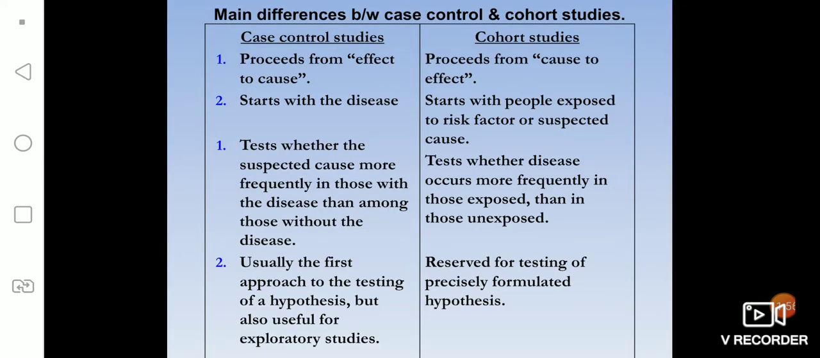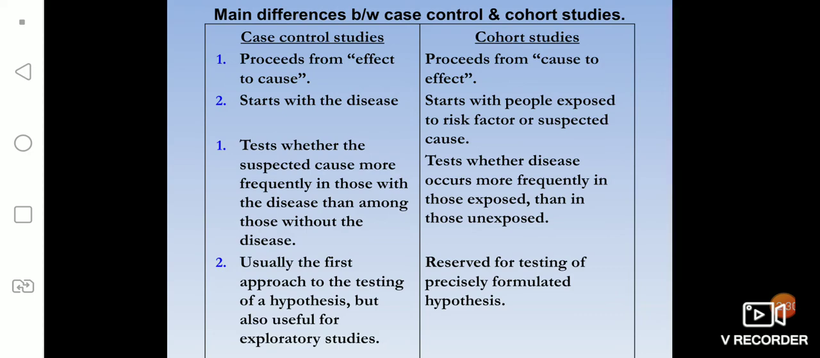Let us move on to the differences between case control and cohort studies. As you all know, case control studies proceed from effect to cause, that is retrospectively, whereas cohort studies proceed from cause to effect. Case control studies start with the disease, whereas cohort studies start with the exposure. That is, they start with the people exposed to the risk factor or suspected cause, and then we go on to see the outcome.